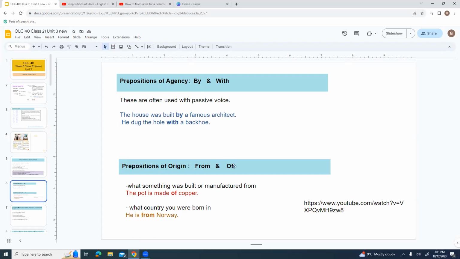And prepositions of origin are from and of. Of is like when something was where it was, what it was built out of or manufactured from. So the pot is made of copper. What country you were born in or city. He is from Norway. So that's an example of those two.